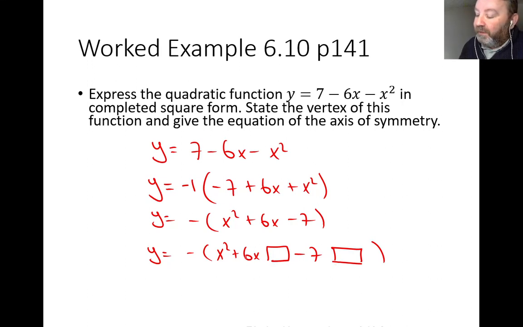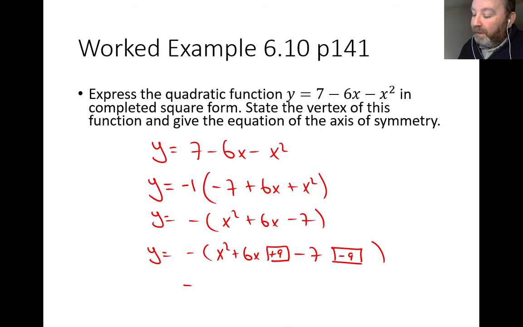Take the coefficient of x, half it. So it's half of 6 to be squared. And half of 6 is 3, squared is plus 9. And again, you've got to neutralize the plus 9 in the second box with a minus 9. Okay. And then we begin to tidy it up into the form that we require.